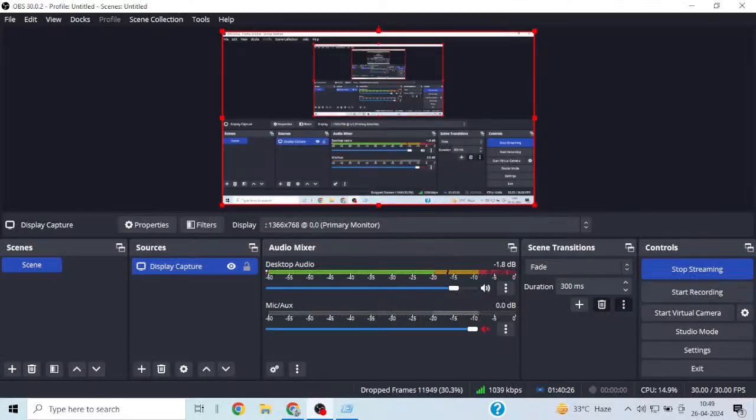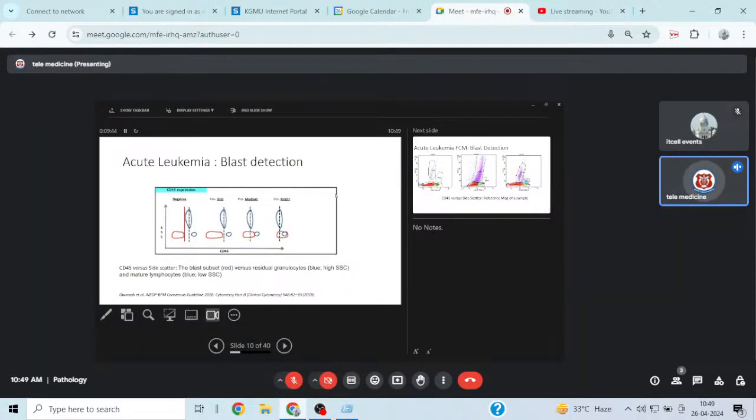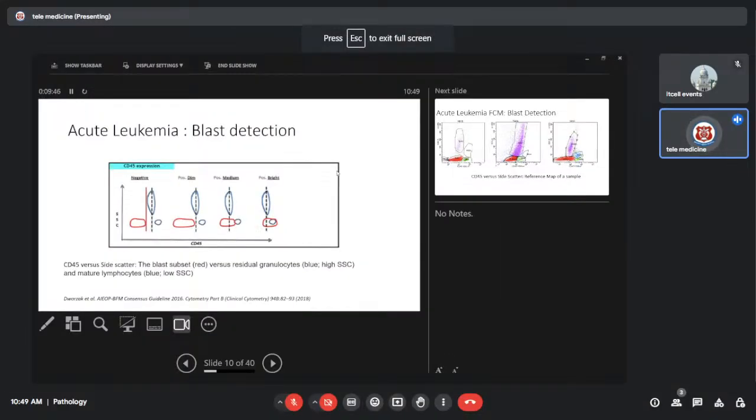So in acute leukemia, I told you that with forward scatter and side scatter we cannot identify a blast. What we use to identify blast is CD45 versus side scatter, and these are your granulocytes. So your blast can have a variable expression. The most common is this pattern, that is they are dim. They will come slightly behind the lymphocytes and will be dim. But they can have the expression.